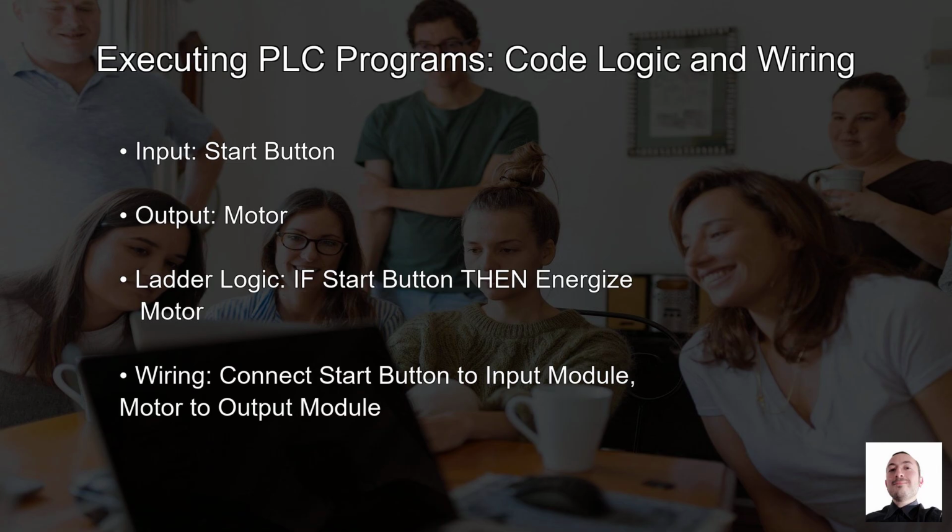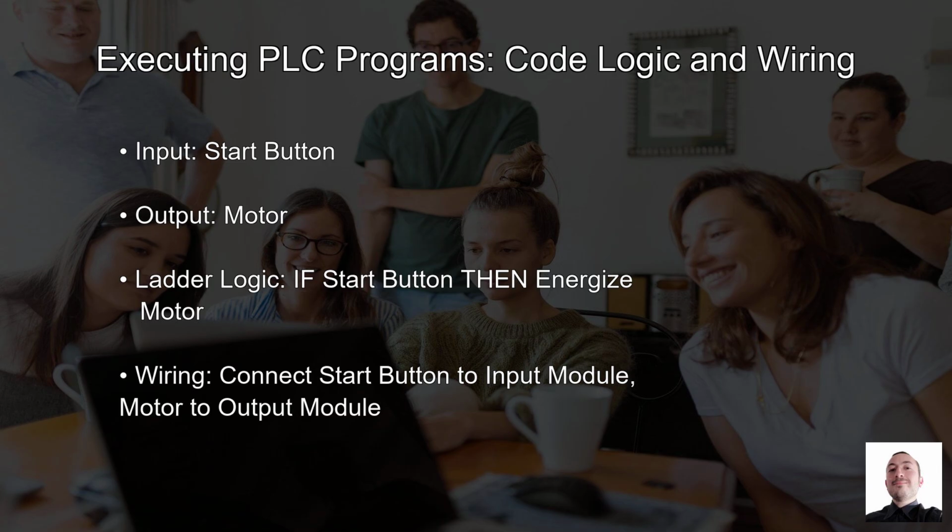A typical ladder logic rung might look like this. If the start button is pressed, then energize the motor. Ensure your wiring matches your logic. Connect the start button to the input module and the motor to the output module. Remember, precision is key. Incorrect wiring can lead to malfunctions or even safety hazards. Always double-check your connections. And here's a pro tip: use descriptive tags for your inputs and outputs to make troubleshooting easier down the line.